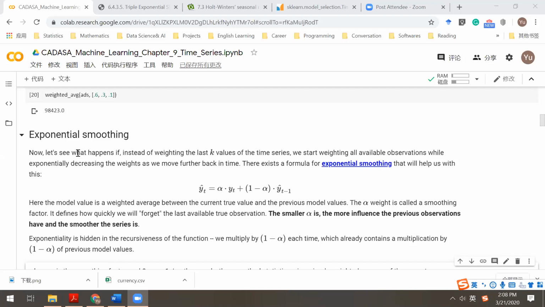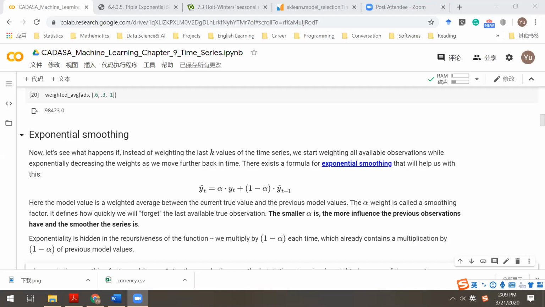So let's start with exponential smoothing. Here we can use this function to predict the data. Compared to the moving average model, we added the alpha parameter. And why is this called exponential smoothing? I would like to share another screen.